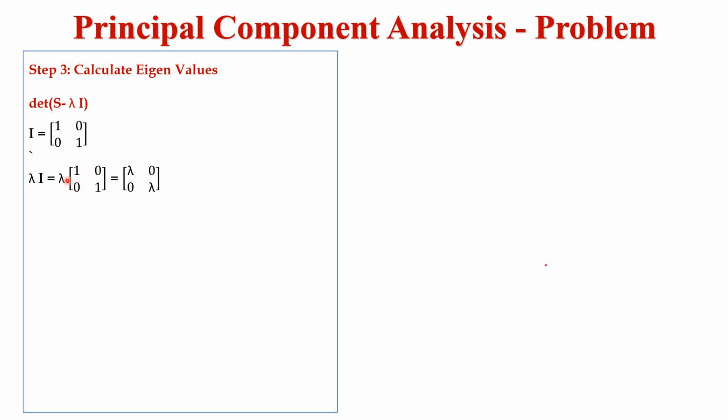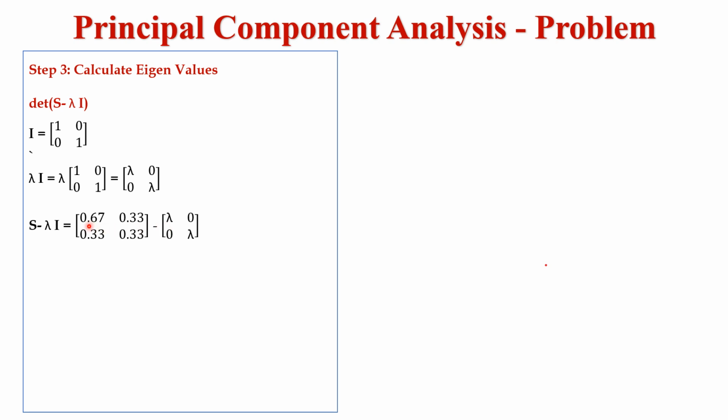If we multiply this, we get 1 into lambda as lambda, lambda into 0 is 0, lambda into 0 is 0, lambda into 1 is lambda. So this is the lambda into I value. Next we have to find the covariance minus lambda I value. We know the covariance matrix calculated in the previous step, that is 0.67, 0.33, 0.33 and 0.33, and the lambda I matrix is lambda, 0, 0, lambda. So we have to subtract these two matrices.